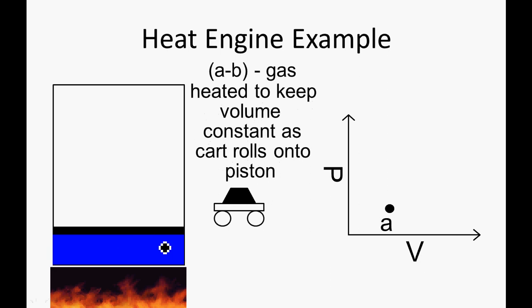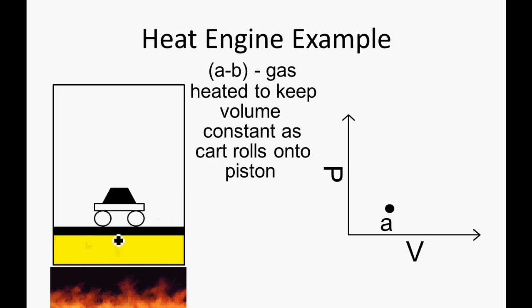We're going to have heat flow in so that as the ore cart drives on, the temperature increases, such that the pressure increases to keep this from falling, right? On our PV diagram, we say, look, the volume didn't change, but we increased the pressure to hold up more weight, all right? So on our PV diagram, we go from point A to point B in an isovolumetric process.